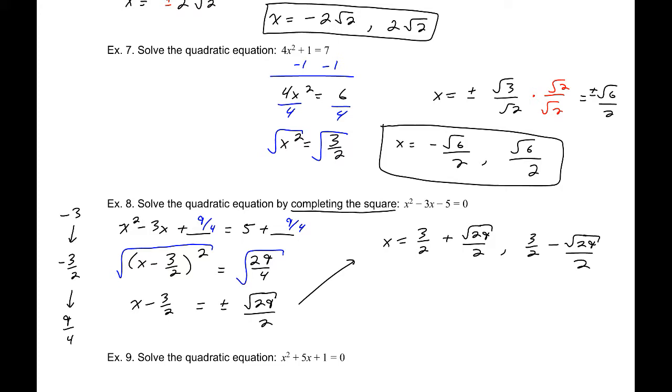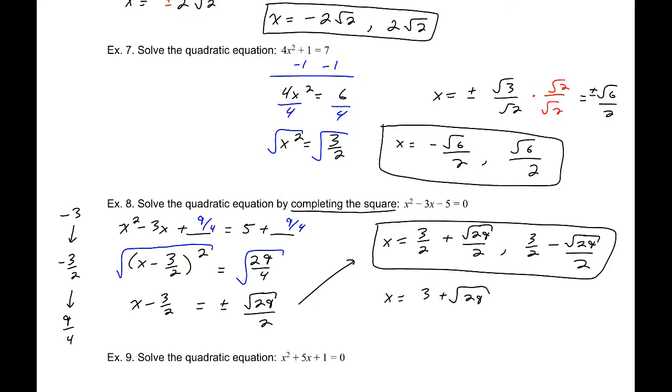which I could combine into one fraction. But there are my solutions. In fact, let's go ahead and write this as one fraction. Okay, 3 plus or minus root 29 over 2. I want to look back at this in a second and notice what form that's in.